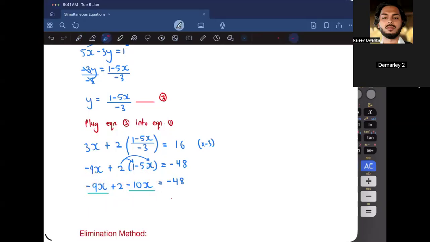So imagine you take 9 and then you take 10 more. Now you have 19 x's. So minus 9x minus 10x is minus 19x. If you take 9 and you take 10 more, you take 19 altogether. So that's minus 19x plus 2.